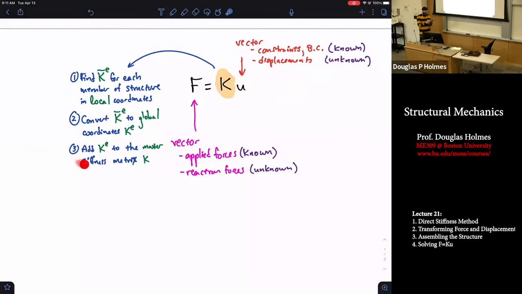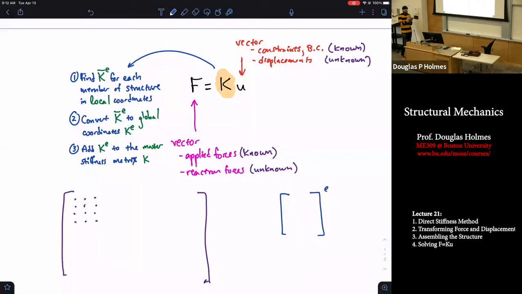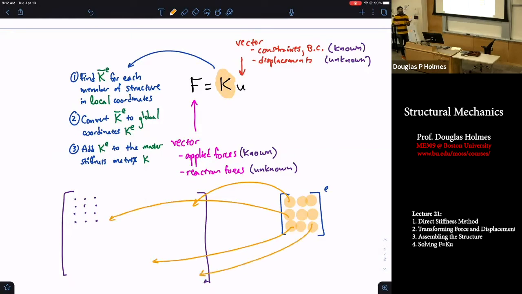This part is the tricky part computationally. We do it in class. We spend time kicking around trying to figure out the best way to write that algorithm. But what you end up with is a big, huge stiffness matrix with tons and tons of spots. And what you're doing is taking a tiny elemental K and trying to figure out, okay, this spot here goes there, this one goes up here, this one goes up here. You're taking the components of each local matrix and adding them to this big matrix.